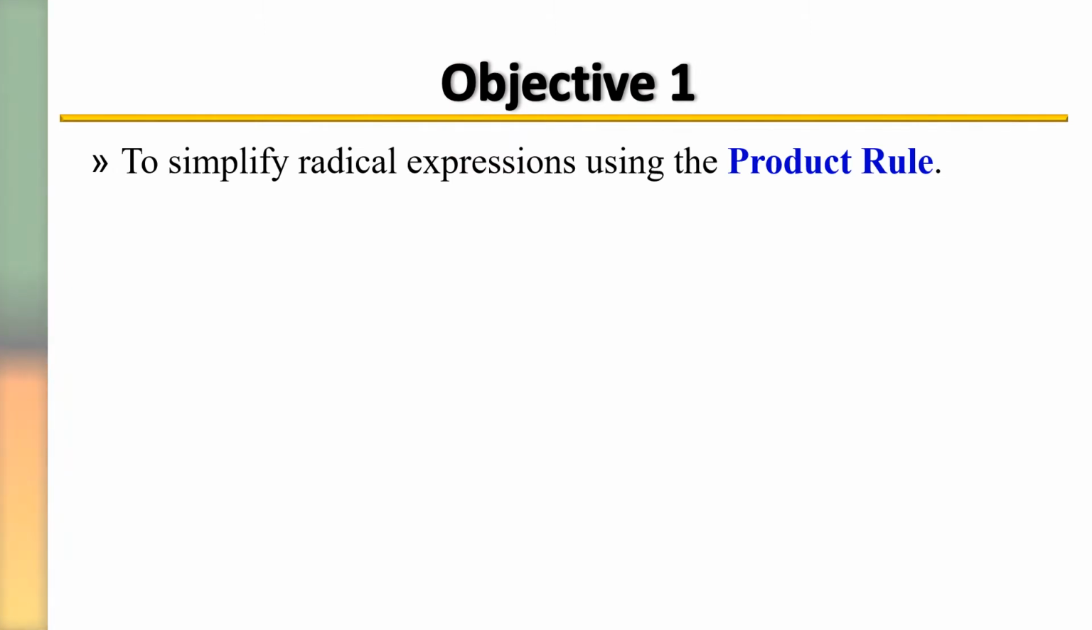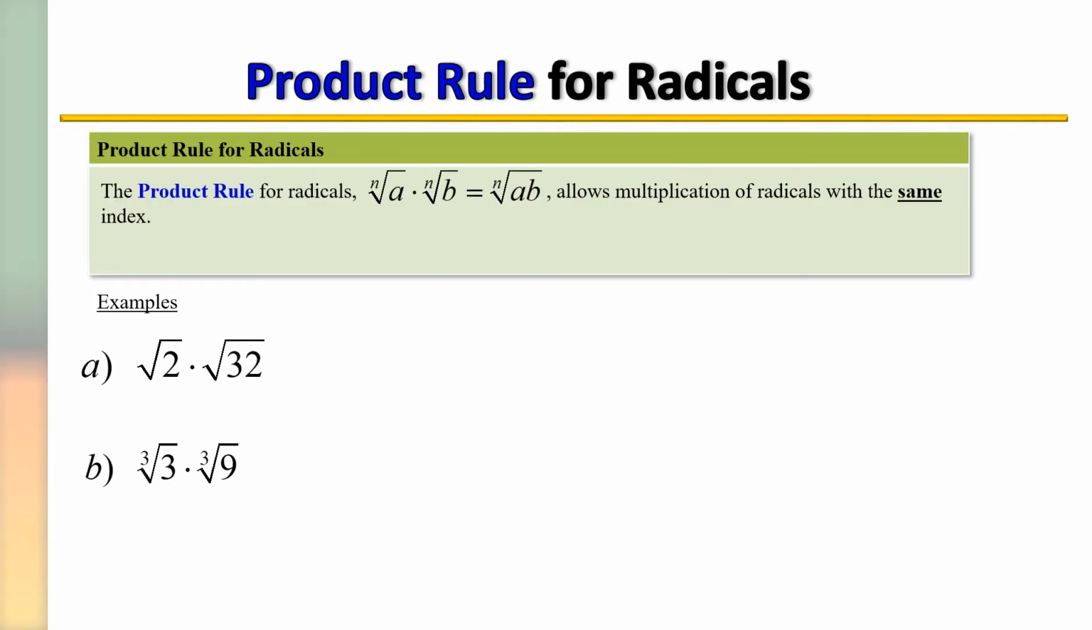In this lesson, we're going to simplify radical expressions using the product rule. Now, the product rule for radicals states that if your radicals are being multiplied and they have the same index, meaning the same root, you're simply going to multiply the inside with the inside. Okay, because that rule allows you to multiply radicals, and again, that's only if they have the same index or the same root.